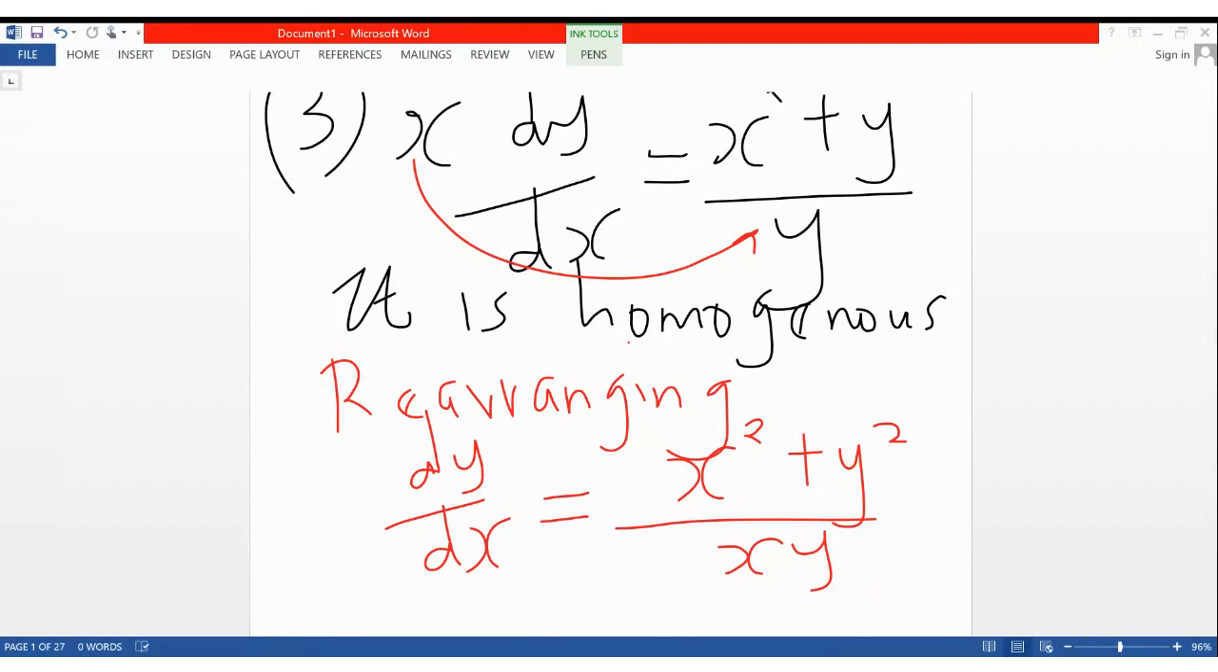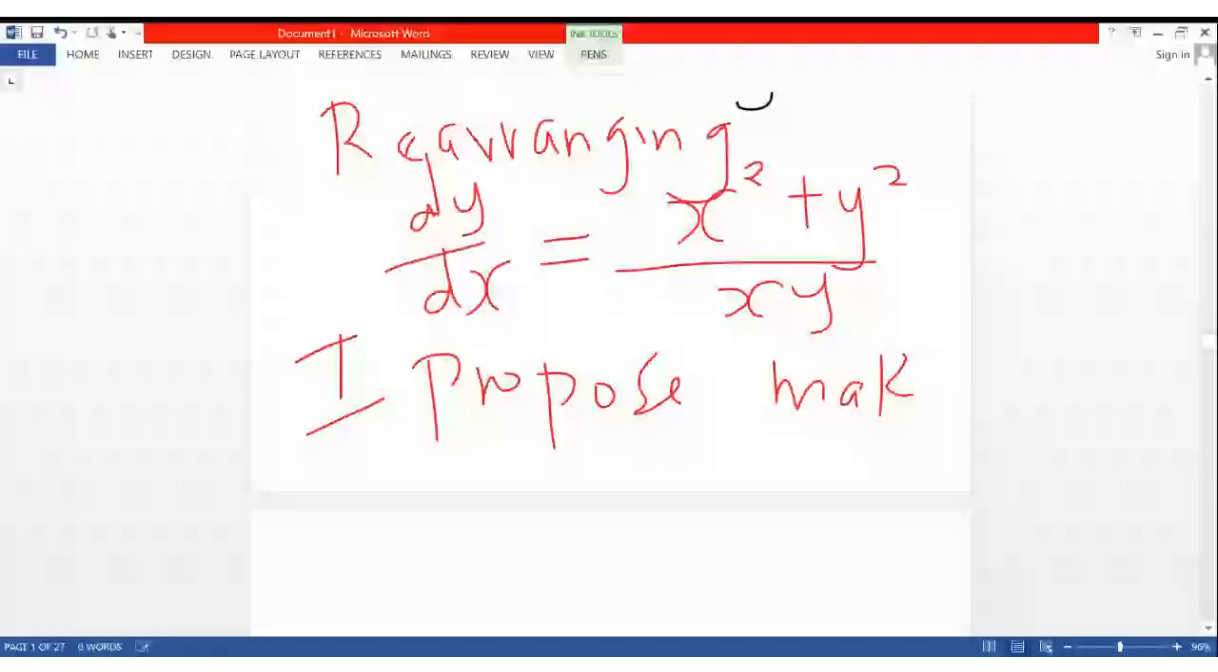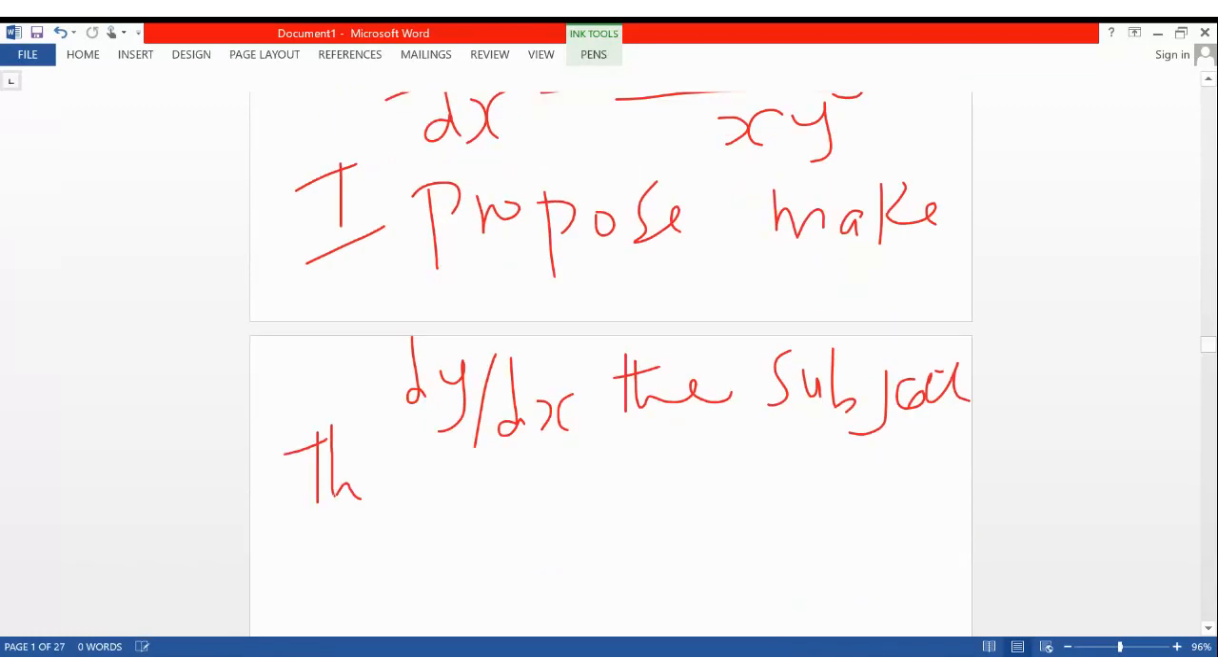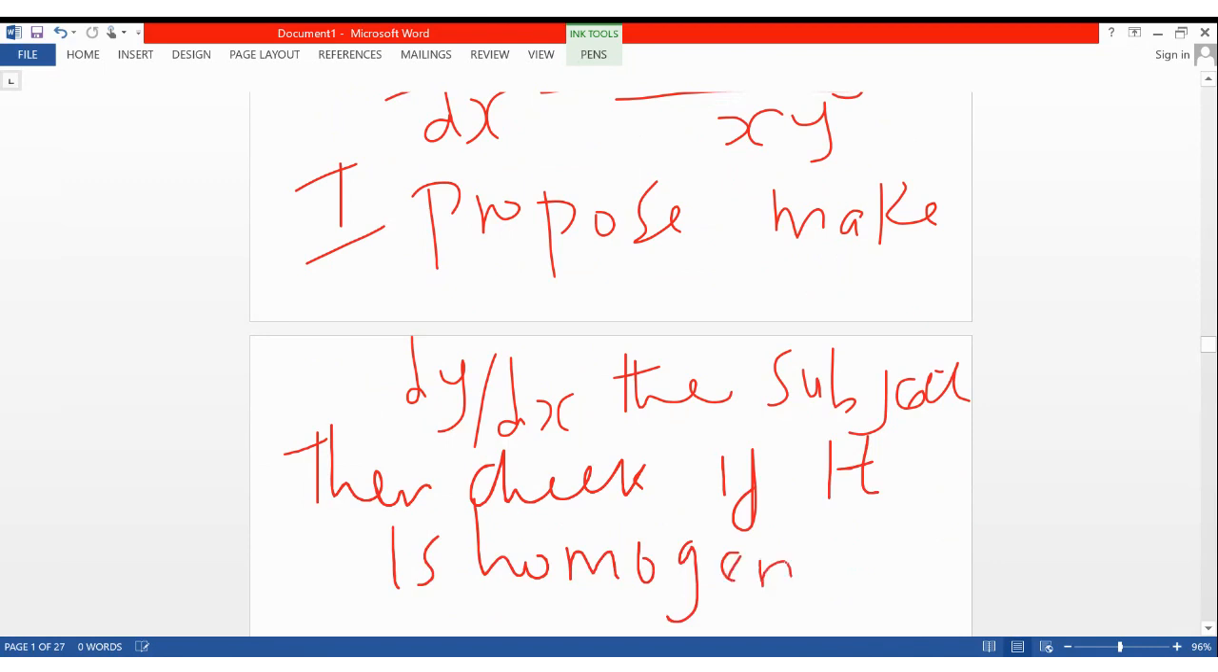There are equations whereby you just need to manipulate them. If you just have the dy on one side, it will be easier for you to check. So what I can suggest for you to check for such equations, so at least you don't miss them out, is this: I propose you make dy over dx the subject of the formula, then check if it is homogeneous. This is so at least you're not caught off guard. Make dy/dx the subject of the formula, then you can be guaranteed that it is homogeneous.